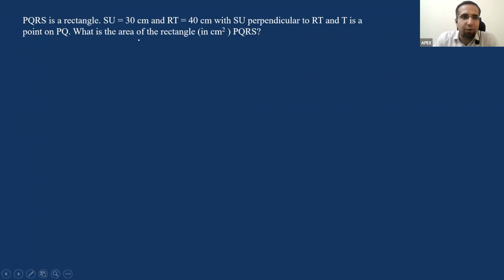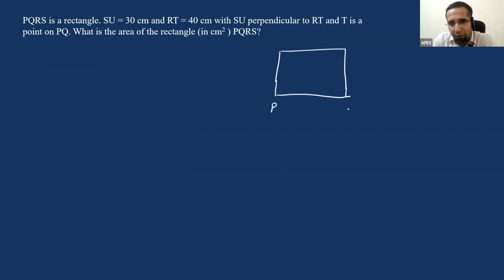Okay. So when I read this question, PQRS is a rectangle, and SU and RT are given to us as 40, SU is perpendicular to RT. T is a point on PQ. So let's at least draw the diagram once, and if you're not getting the idea, then I would advise you to leave the question. Let's say I go ahead with P, Q, R and S. We know that T is a point on PQ. Let's say T is a point somewhere here.